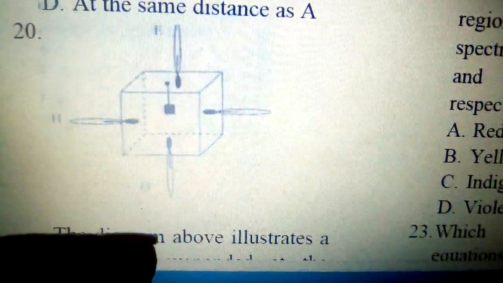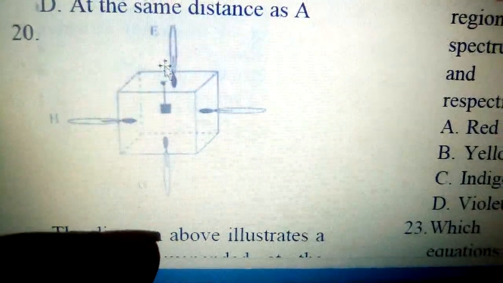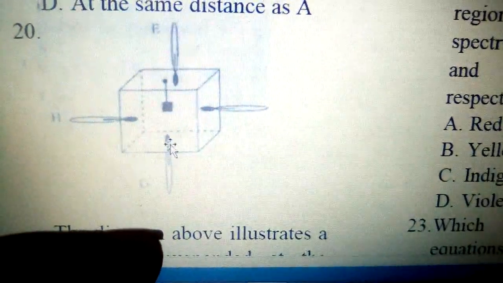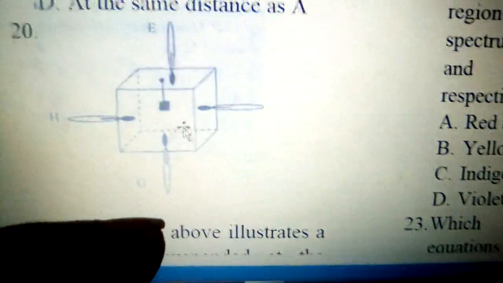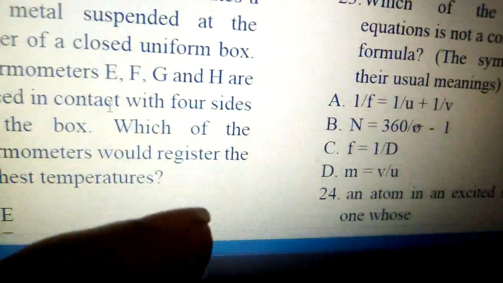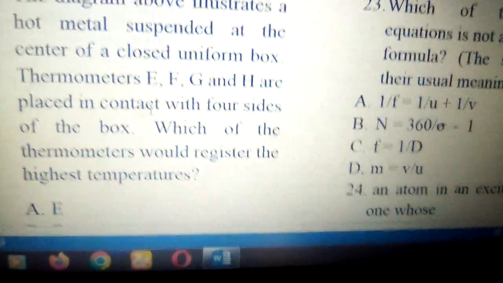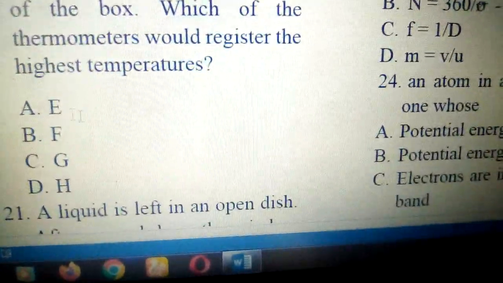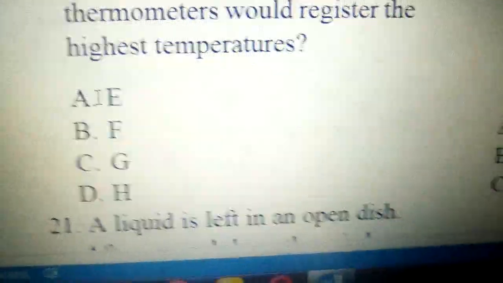Looking at the diagram, the thermometer that registers the highest temperature is the one up there, E, because the rays will be moving vertically upwards. So the answer to the question is E, which is option A. A is the right answer to number 20.